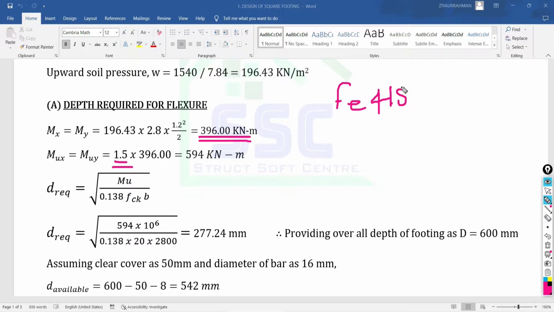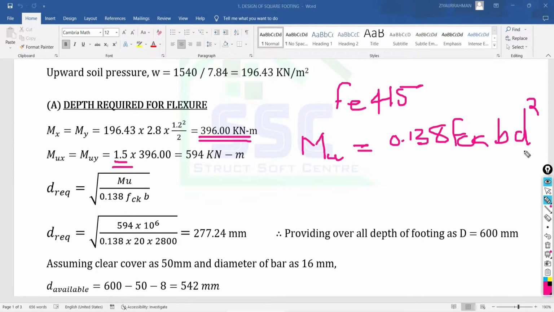grade of steel or grade of rebar, the formula will become Mu, the ultimate moment, is equal to 0.138 fck bd square. This is the formula. So actually we have to calculate how much depth is required. So depth will equal to this formula: ultimate moment divided by 0.138 fck into b, under square root. Okay, so depth required will equal to square root of this ultimate moment in Newton mm, 10 raised to 6, divided by 0.138. fck is how much?